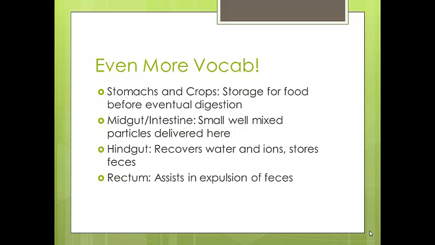There's HCl in the stomach, which begins chemical digestion. Greta, what is the midgut or the intestine? They're small, well-mixed particles delivered here for more absorption and even more digestion. And the hindgut is what recovers water and ions and stores feces. The rectum assists with the expulsion of feces.